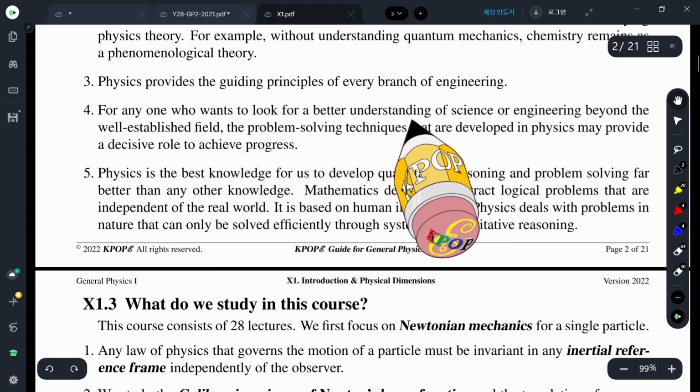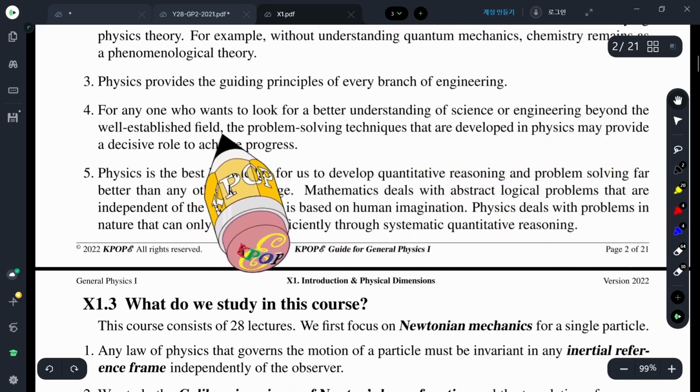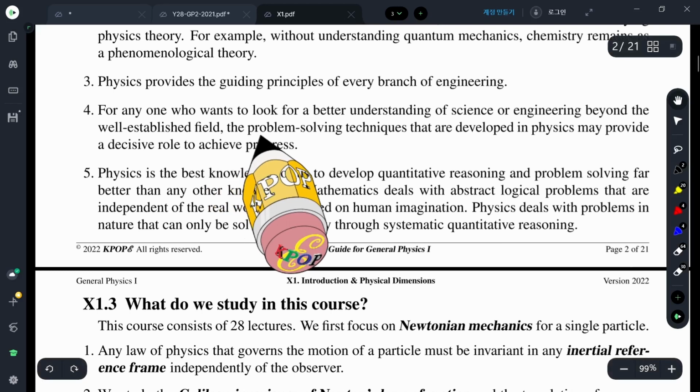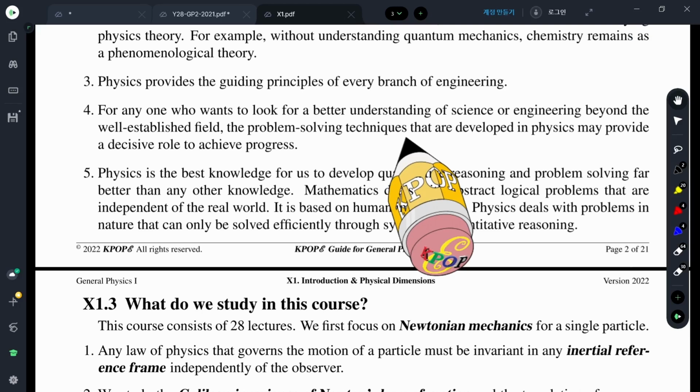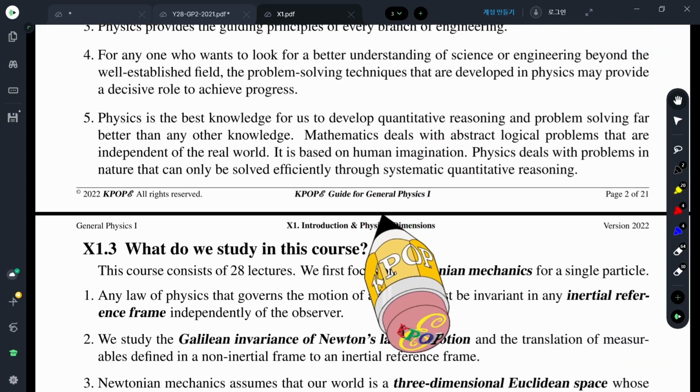For anyone who wants a better understanding of science or engineering beyond the well-established field, beyond means you have run out of information that is known to many people. If you approach an extreme state, then you have to do it yourself. Test your theory with real experiment. Then problem solving technique is quite necessary to solve those problems. Your training in general physics may help you solve such problems. Physics does not give you simple formulas that can be copied and pasted. Physics is for people who want to develop new ideas.